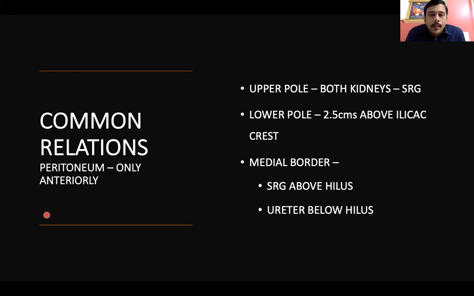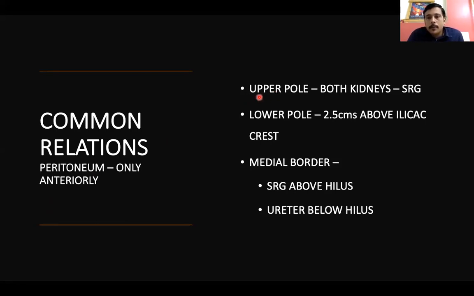Coming to the relations, both kidneys will share some common relations, especially in terms of peritoneum. The peritoneum is covering only the anterior surface of both kidneys. There is no posterior relation for the peritoneum in the kidneys. And some other common relations are to be remembered here.